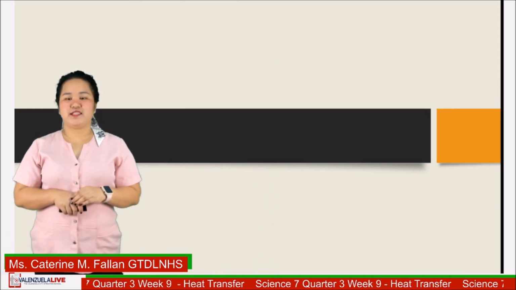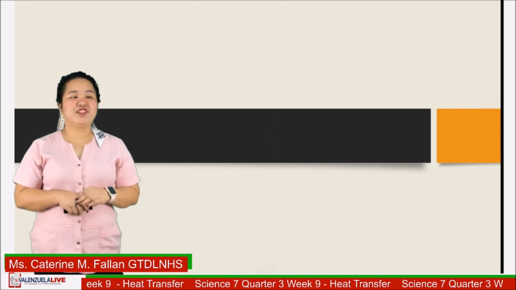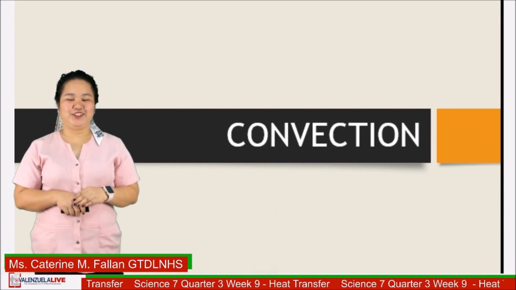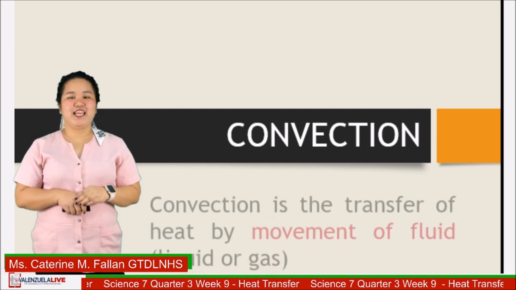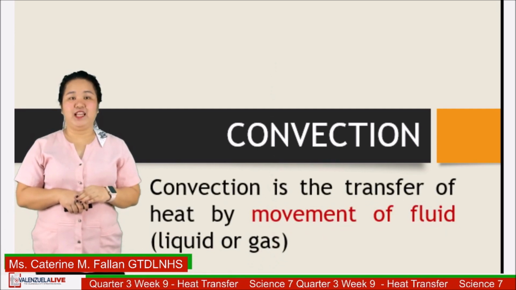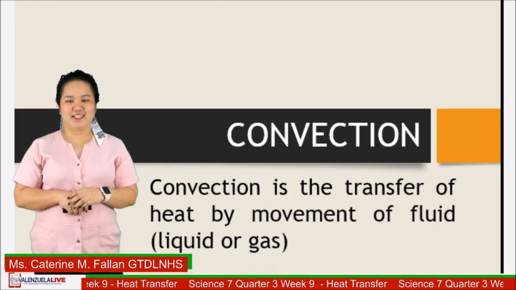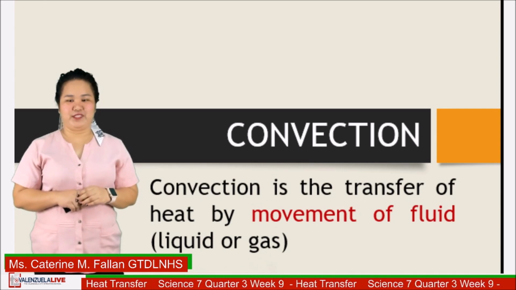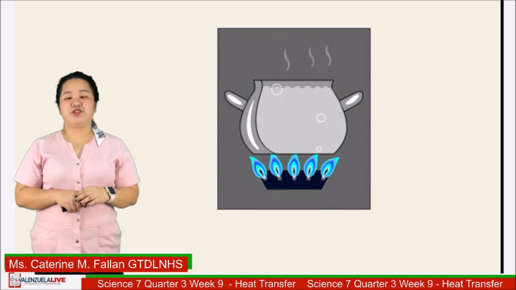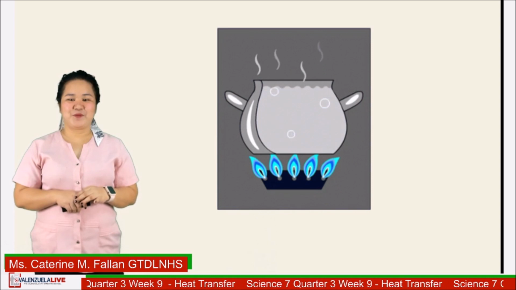In fluids, such as gases and liquids, a different method of heat transfer occurs, and that is convection. Convection is the transfer of heat by movement of fluid, liquid, or gas. The key for convection is movement of fluid. Water boiling in a container is a good example of convection. Let us have an experiment.